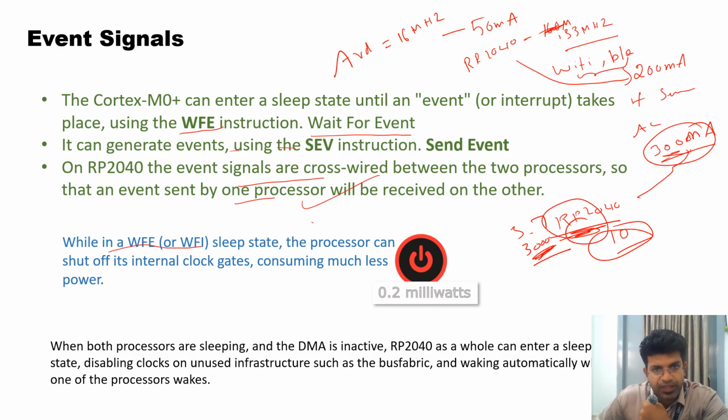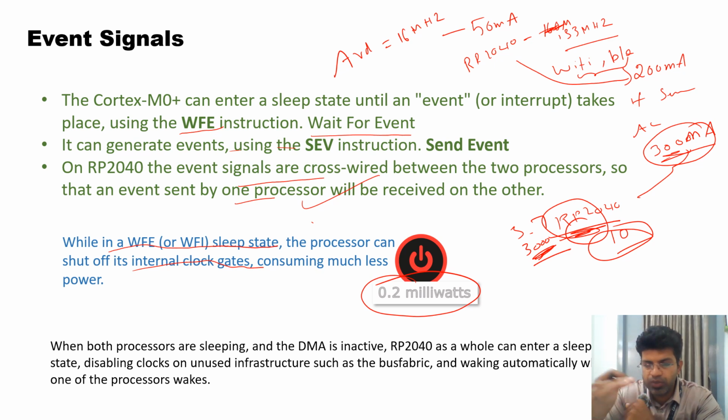While it is in this sleep state, the processor can shut off its internal clock gates, consuming less than 0.2 milliwatts, which is very, very important. Let's take this scenario. You have an automatic water controller system in play. Let's say there is an overhead water tank in your house, and we have a special sensor setup. The sensor will continuously measure the water level, and when the water level goes down, your microcontroller has to turn on the main water pump, which will pump the water from the base storage unit to the overhead tank.